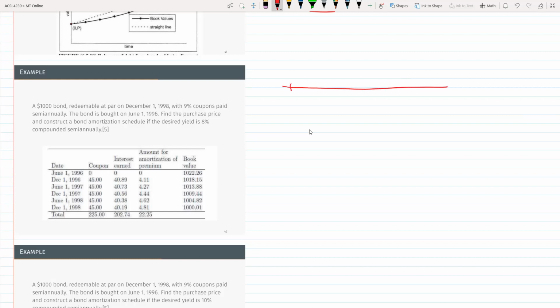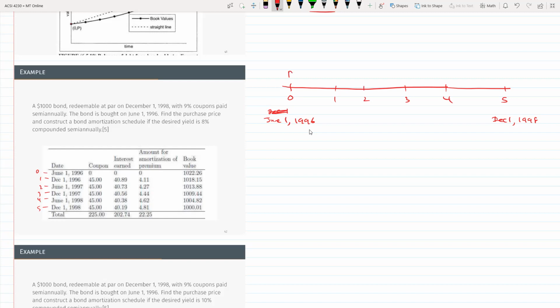Time 0 is June 1st, 1996, and we go all the way up to December 1st, 1998. So that includes, you can see, 1, 2, 3, 4, 5 payments.